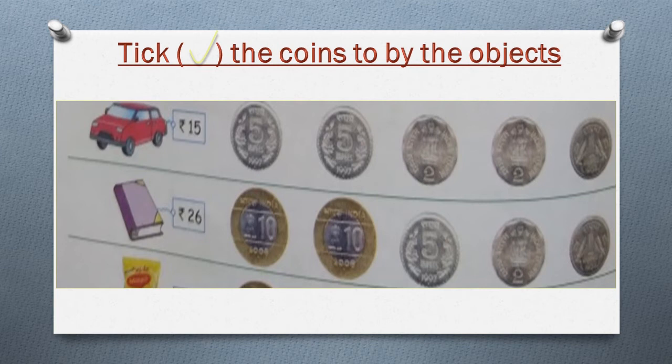Take the coins to buy the objects. See, 5 rupees plus 5 rupees, 10 rupees. Then plus 2 rupees, 12 rupees. Plus 2 rupees, 14 rupees. Plus 1, 15 rupees. When we add all these coins together, we get 15 rupees. The next one is a 10 rupees coin plus a 10 rupees coin, 20 rupees, plus a 5 rupees coin, 25 rupees, plus a 1 rupee coin. Then we will get 26 rupees.